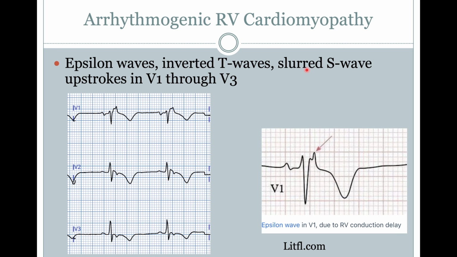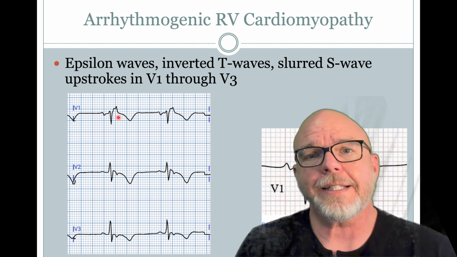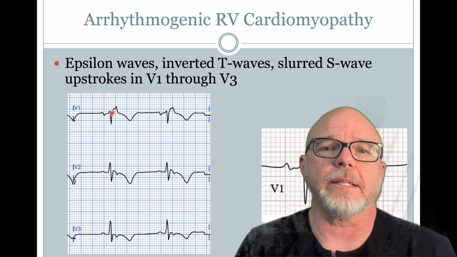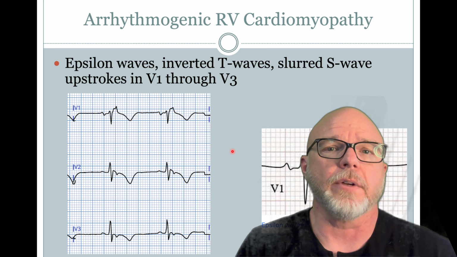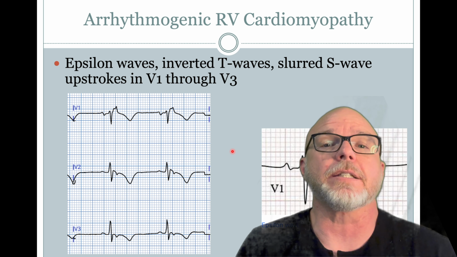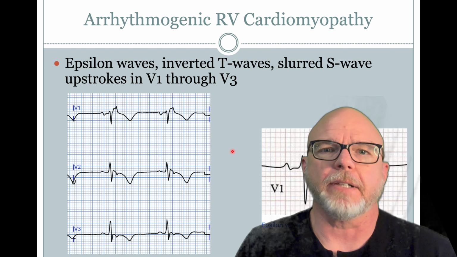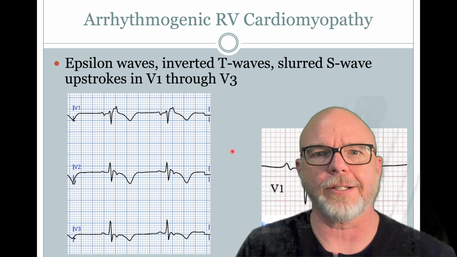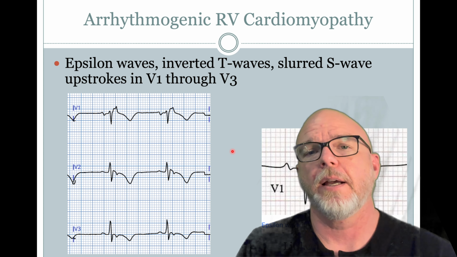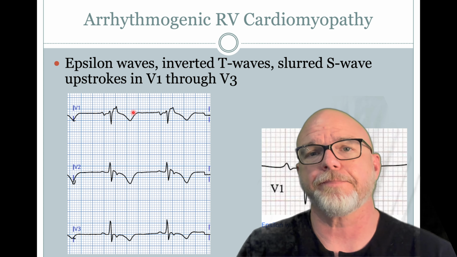This can be really confused with an R prime wave or a second deflection of some sort in the QRS. So it's something you have to specifically look for, associated with those inverted T waves and associated with some S wave slurring. This is essentially what's going on: the myocardial cells in the right ventricle are being displaced by arrhythmogenic cells, usually fat cells. It can cause syncope, sudden cardiac death, and all those other things that are associated with why we're running an EKG.